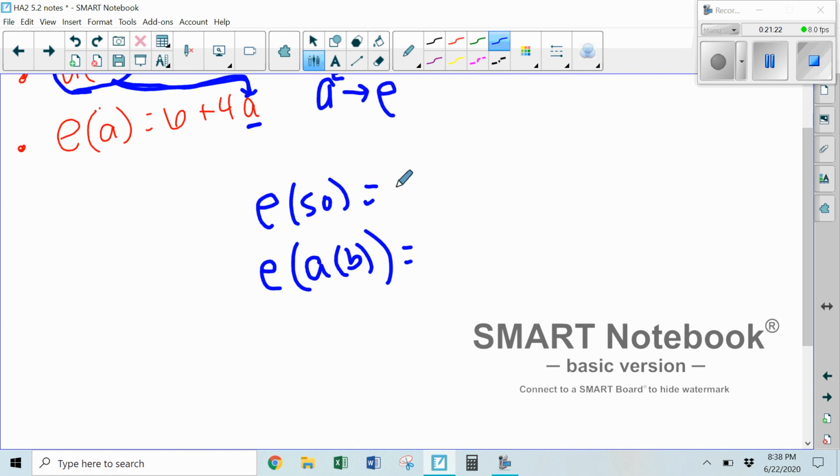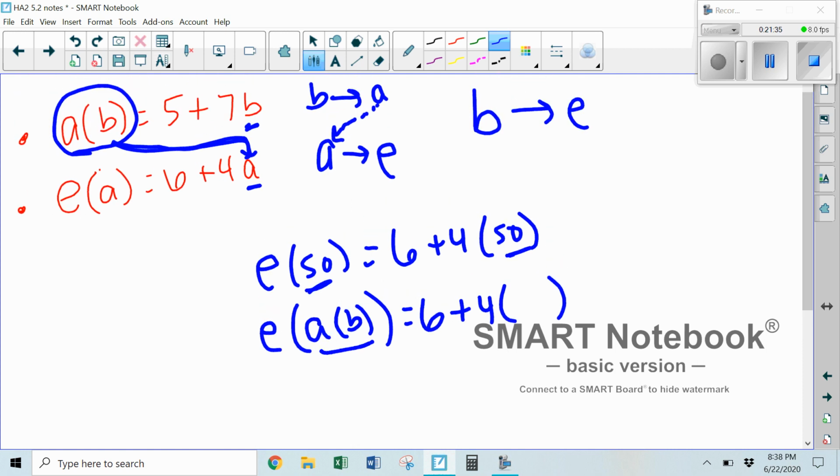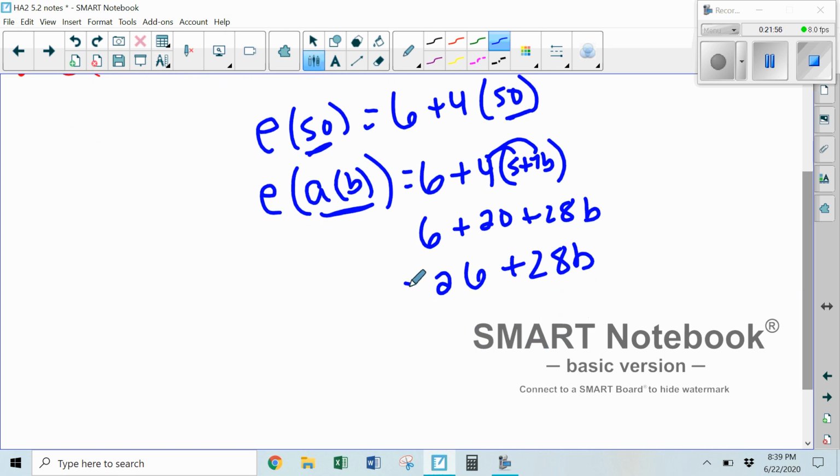So E of 50 would have been 6 plus 4 times 50. This is going to be 6 plus 4 times, we don't have a number to plug in, like we had 50. We're plugging in a function. So we're plugging in 5 plus 7b. I would simplify that. Notice B is my input. I'm going to output E.